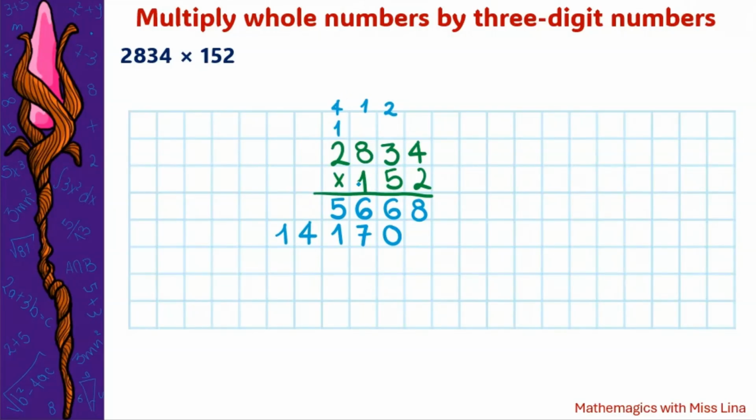And then we multiply by 1. It's just repeating the number. 1 times 4 is 4, 1 times 3, 1 times 8, and 1 times 2. And finally, we add the 3 numbers.